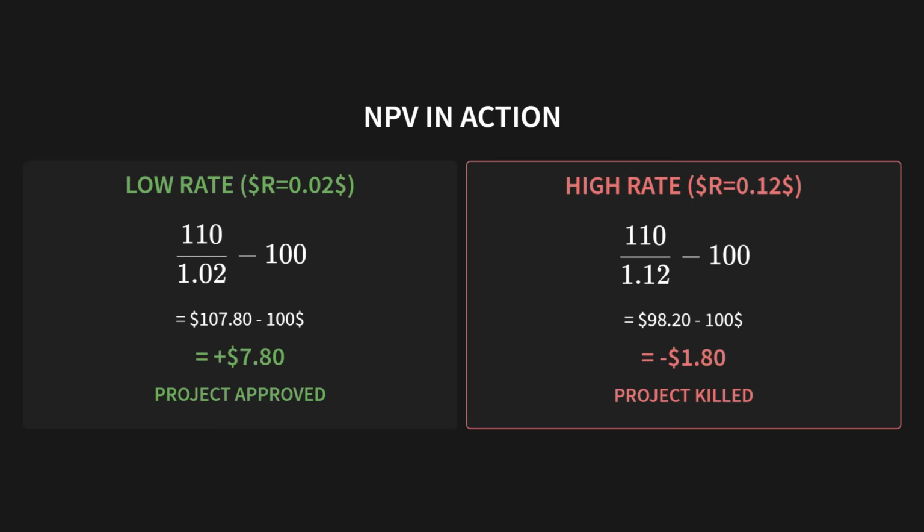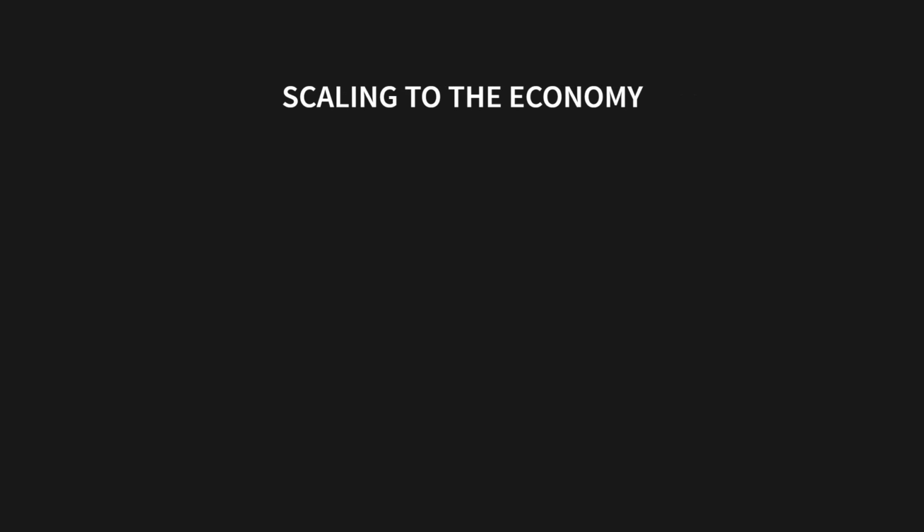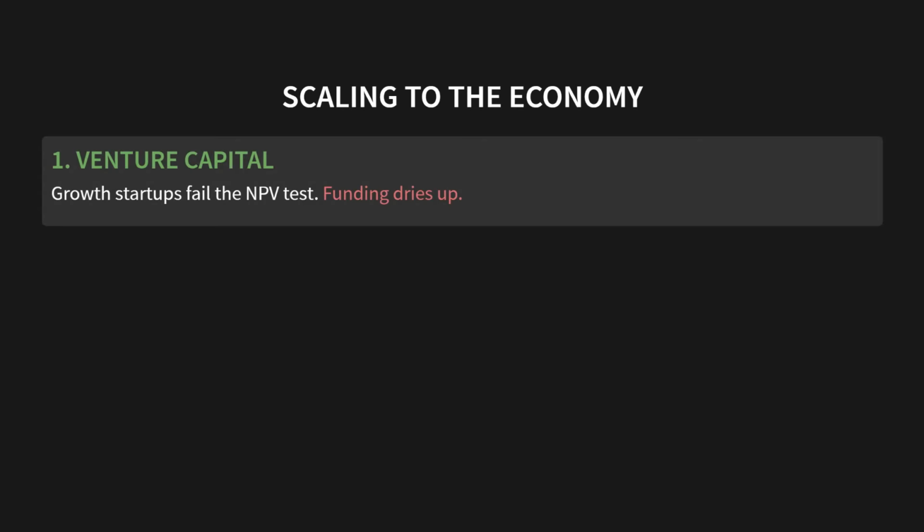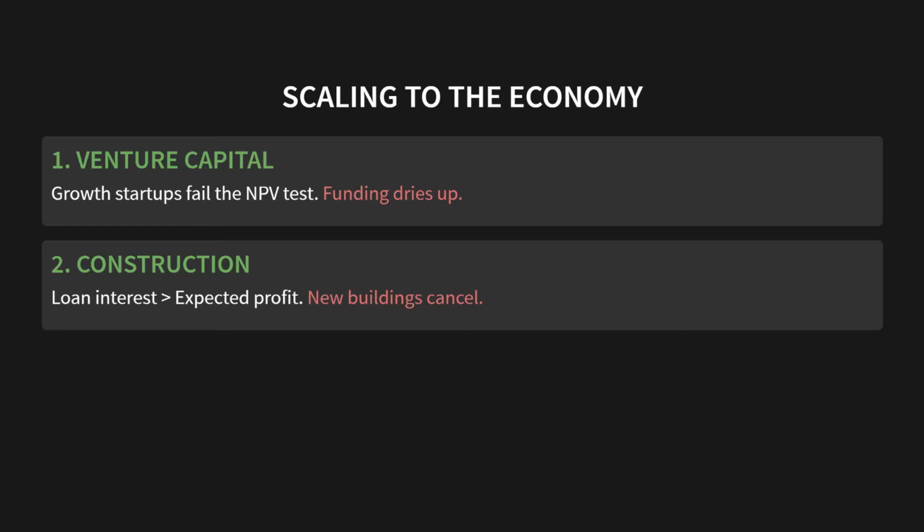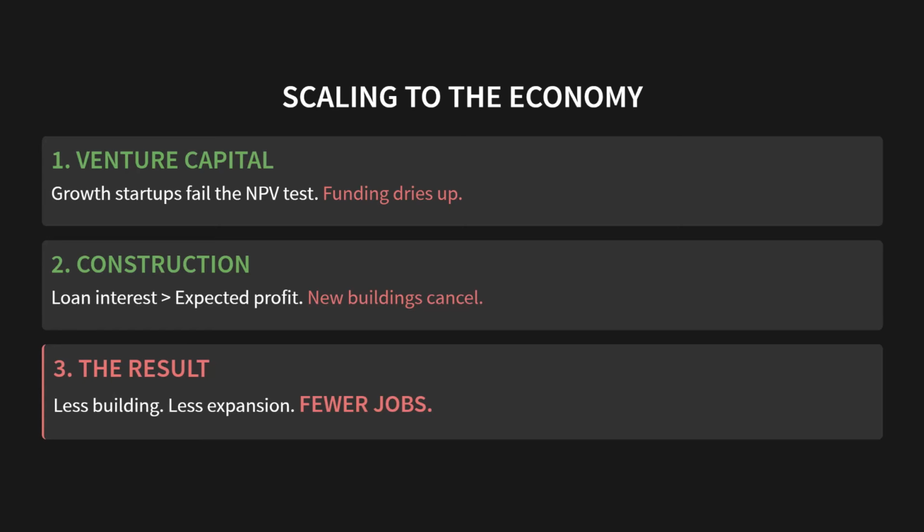Now, scale this up from our $100 project to the entire economy. 1. Venture capital. When rates are high, all those high-growth startups suddenly fail the NPV test. Funding completely dries up. 2. Construction. A builder won't start a new apartment complex if the loan interest is higher than the expected profit from rent. New building projects get canceled. The result of all this? Less building, less expansion, fewer jobs.